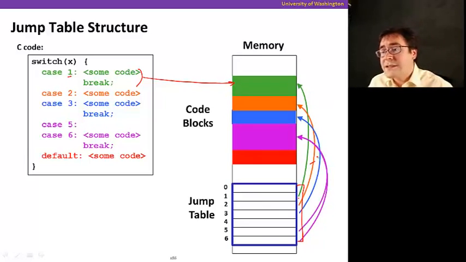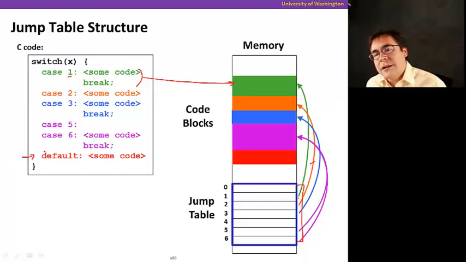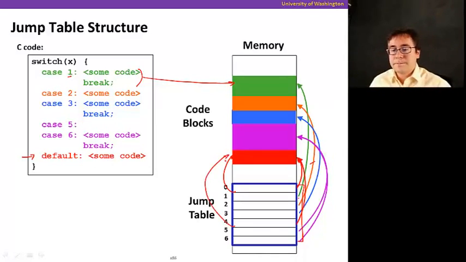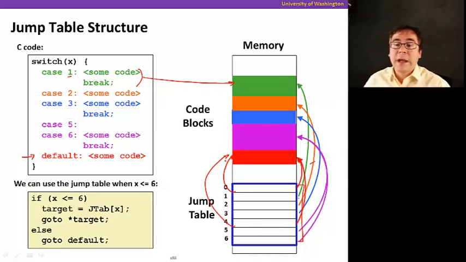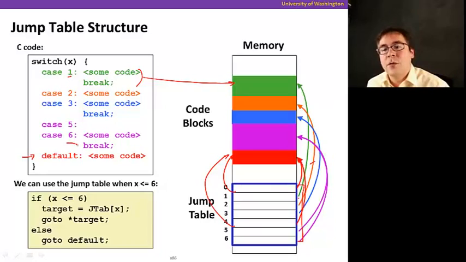Now note there's an interesting case here, which is the default case. The default case, as I said before, gets executed if the value of X happens to be none of the values explicitly defined by cases. So here, if it happens to be 0, we're going to jump to the default case. If it happens to be 4, we're going to jump to the default case. And we can use a jump table as long as the value is lower than 6. For any other value that's greater than 6, we're going to execute the default code, the default block.